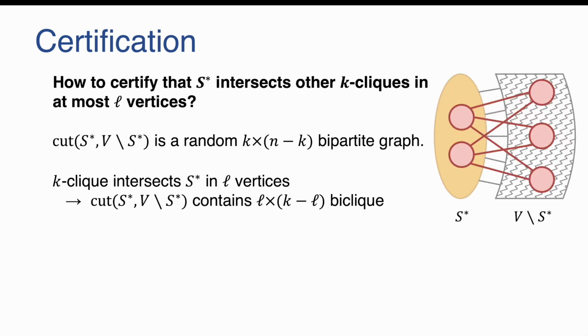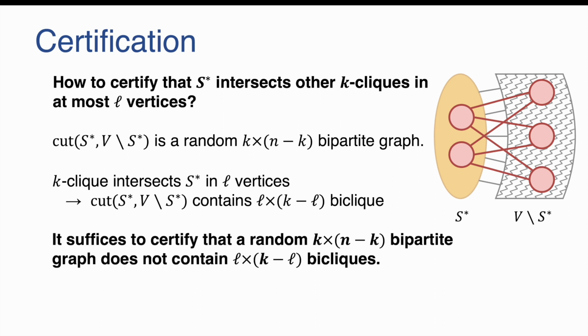So what I mean by this? Suppose that you have a 5 clique that has 2 vertices in S star and 3 in V minus S star as depicted. Then all of these must be connected to each other because it's a clique. So this structure, where every node on the left is connected to every node on the right, we call a 2 by 3 biclique. So in general, if you have a k clique that intersects S star in L vertices, this is going to give you an L by k minus L biclique.